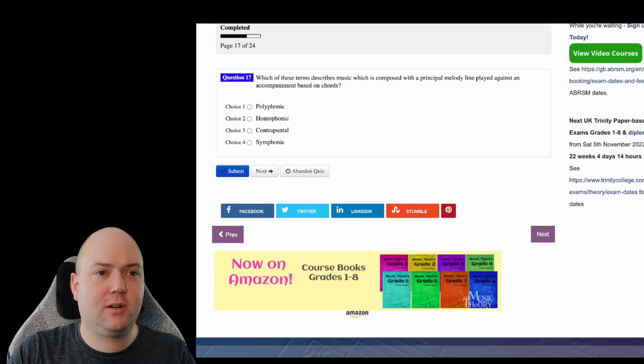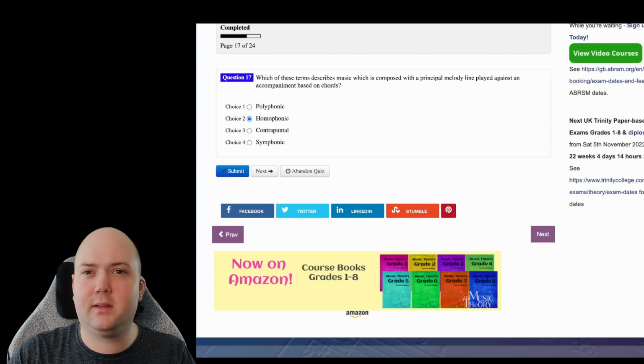Which of these terms describes music which is composed with a principal melody line played against an accompanying bass on chords? It's an interesting definition. So polyphonic, homophonic, contrapuntal, and symphonic. So that would be homophonic. Polyphonic would be multiple melodic lines.